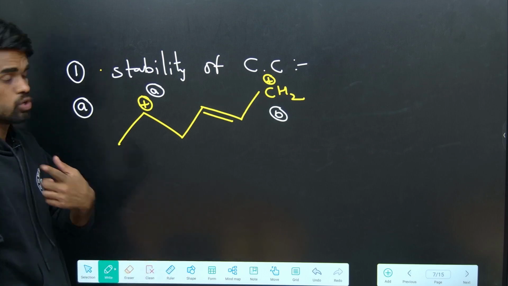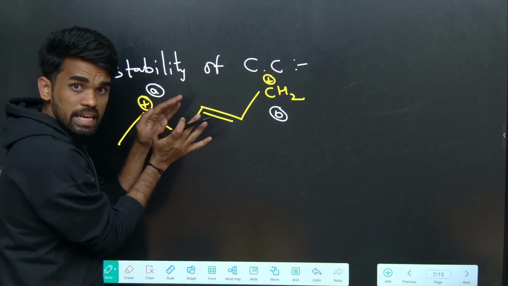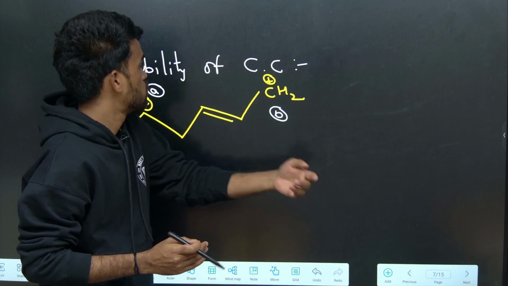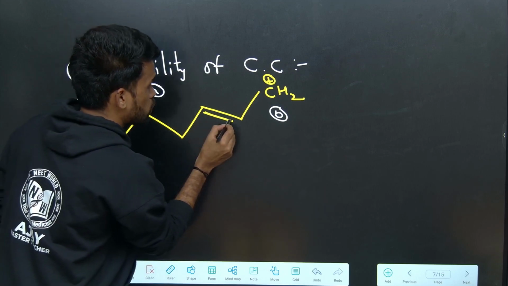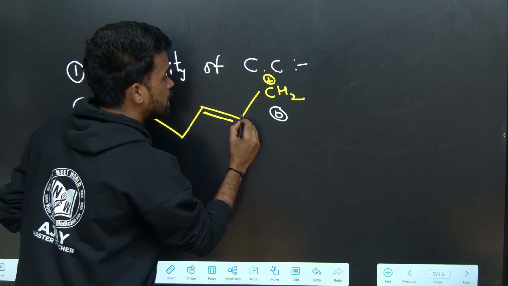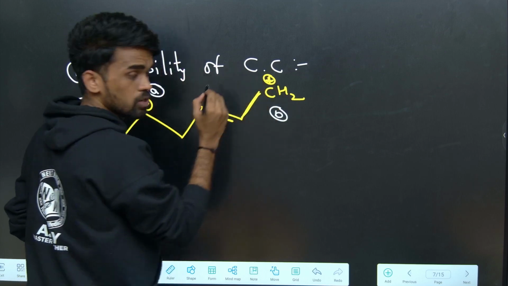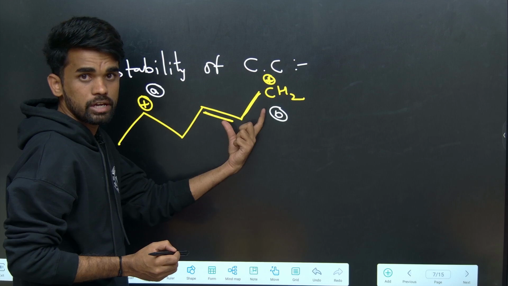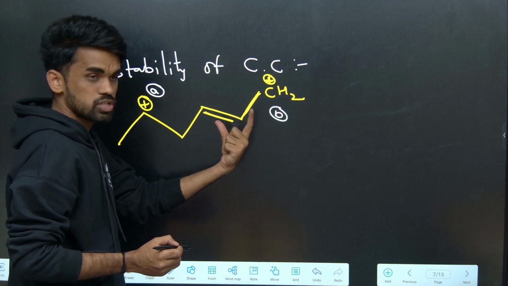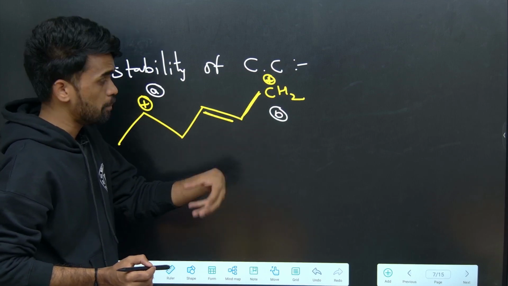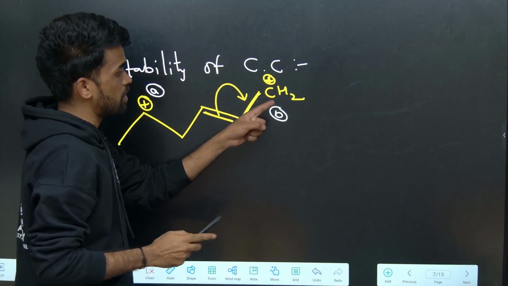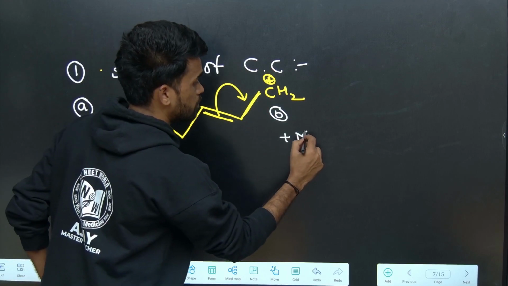So just now I told you, if there is any conjugation, then mesomeric effect will be applicable there. So here these pi electrons are in alternate position with this carbocation. When they are in alternate position, we can call it a conjugative system. So only in a conjugative system we can see the mesomeric effect. So this can be stabilized like this. It means this is having plus M effect.